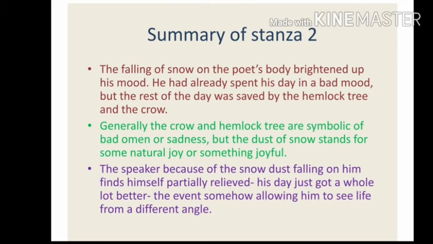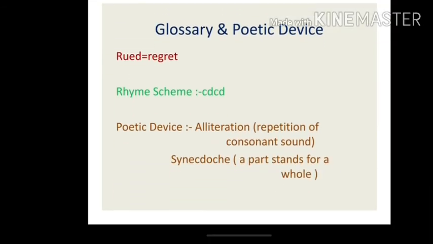Generally, the crow and the hemlock tree are the symbolic representation of negative factors such as sadness, hopelessness, depression, etc. But the dust of snow, which stands for some natural joy or something which is joyful, fell on the poet and gave happiness to his mind. And it means that the sad day is going to change into something joyful for the poet. After the falling of that snow on his body, he says that the remaining part of the day would be happier for him. Let's look into the glossary and the poetic device.